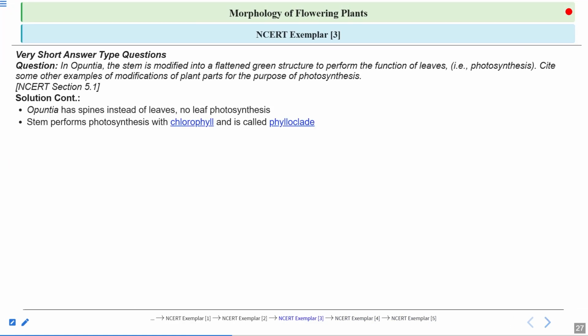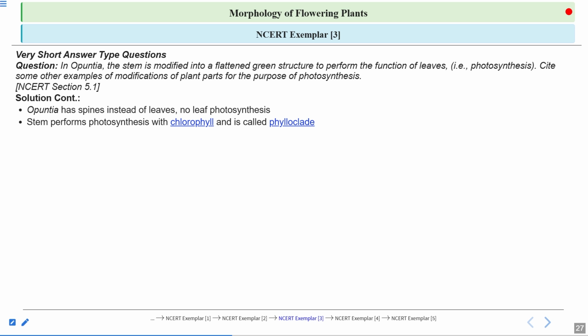So Opuntia has spines instead of leaves and no leaf photosynthesis. And you all know why the leaves are modified into spines: to minimize water loss, because Opuntia grows in a desert condition, xeric condition, with less availability of water. So to conserve water and minimize the rate of transpiration, the leaves transform into spines in the case of Opuntia. Now, the stem performs photosynthesis with chlorophyll and that is called a phylloclade.